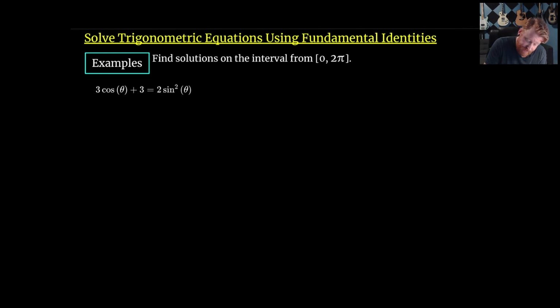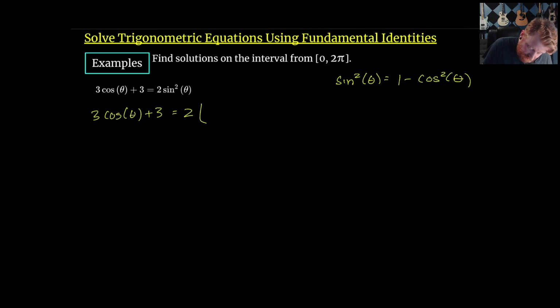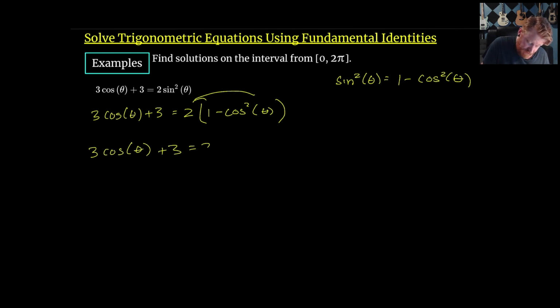I'm going to use the identity that sine squared of theta is equal to 1 minus cosine squared of theta. I'm using that because that will get me everything in terms of cosine. So let's make that substitution. We'll have 3 cosine theta plus 3 is equal to 2 times 1 minus cosine squared theta. Then we distribute this 2 here, and we'll get 3 cosine theta plus 3 is equal to 2 minus 2 cosine squared theta.